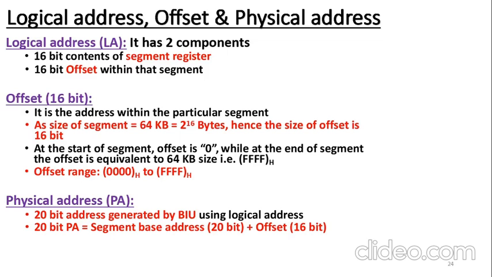It means that whatever the 16-bit segment register contents are, append 4 binary zeros on the extreme right. Or if the segment register contents are written in 4 hexadecimal digits, then append one hexadecimal 0 on the extreme right and make it 20-bit. And to this segment base address, the 16-bit offset will be added, and ultimately it will generate the 20 bits of physical address.